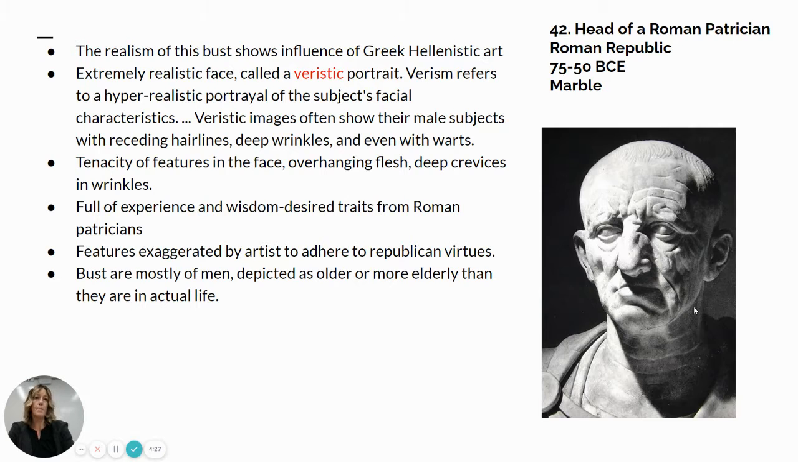There's not much to say about this except understanding the veristic portrait, understanding that we are looking at a male subject that played an important part in government, and what these symbols of wrinkles and deep flesh crevices represent. Okay. We definitely have Roman Republic sculptures that are primarily of men.